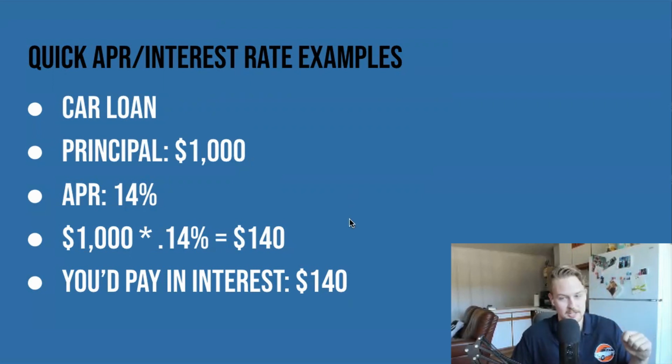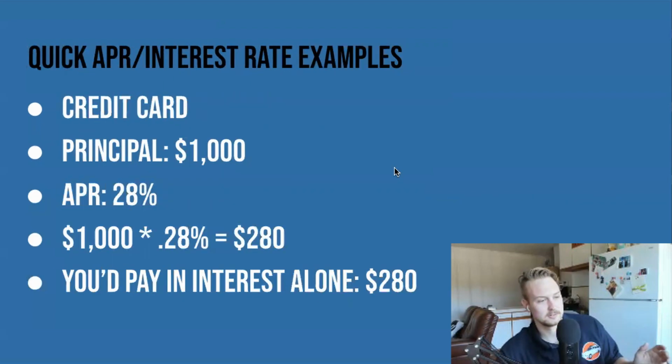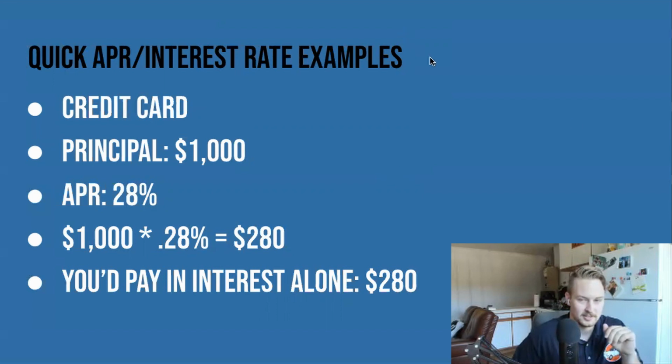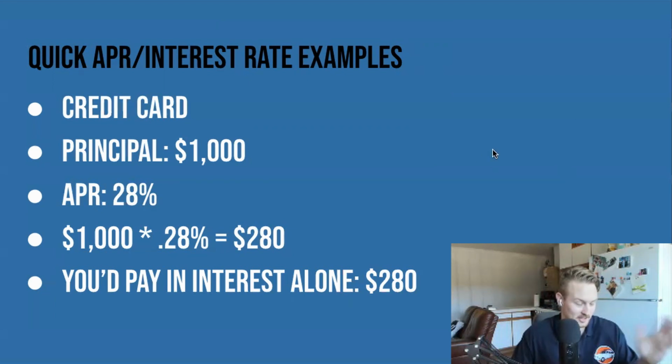Let's pound it into our heads. You got, whoa. Back it up here. You got a credit card. And you have a principal of $1,000, but your APR is 28%. Once again, not unreasonable for credit cards. I don't know why they're so high, but in this, they are.